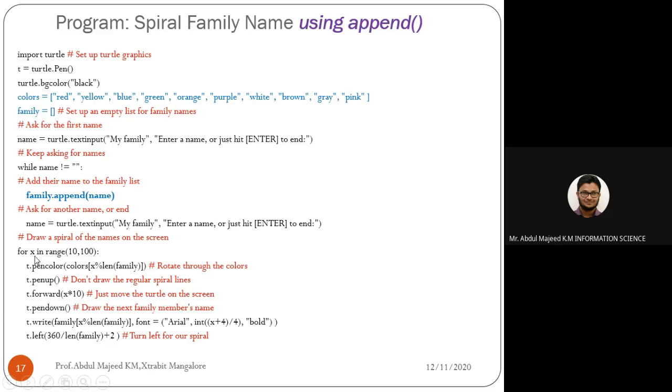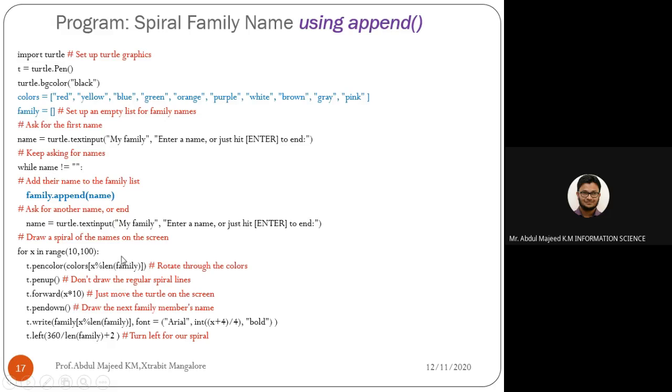Then we are creating x in range 10 comma 100. So repeat this from 10 to 100. So it will repeat from 10 to 99. Then here we are writing t.pencolor(colors[x % len(family)]). So rotate through the colors. So whenever we draw a name, it should be in a different pen color. We are using the modulus function or remainder function. Then len of family means how many names there are.